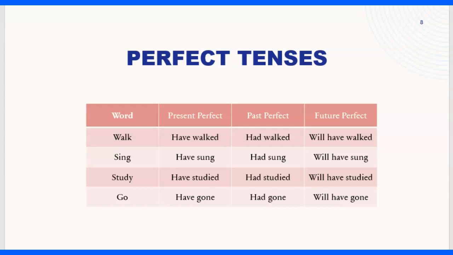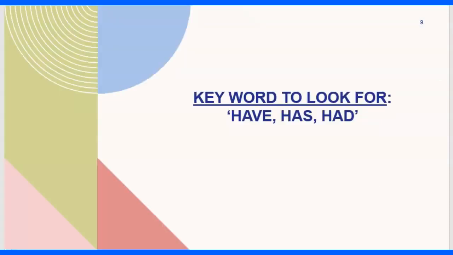Now, I want you to look at this chart, and I want you to tell me a common word or family of words that you see popping up, and it cannot be the word will. That always pops up in future. But what is the common word that you are seeing? Well, if you said have, has, or had, then you were right. This is the key word as you play detective with these sentences. If you see have, has, or had, you will likely have a perfect tense.